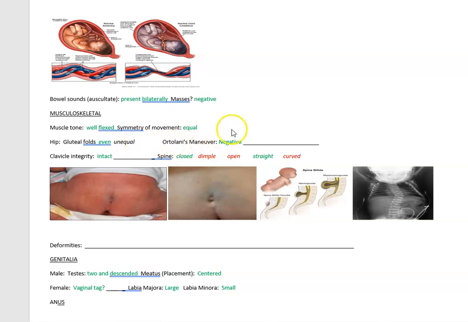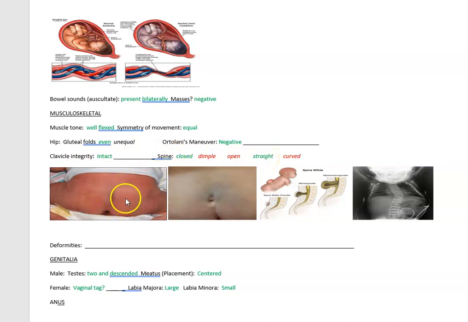Ortolani's maneuver is where we take the hips and we make them go round and round, and we make sure that they're seated and the trochanter is seated safely in the pelvis and that they are not popping out. The clavicle should be intact. You should not feel a bump on a clavicle. The spine should be straight and closed.